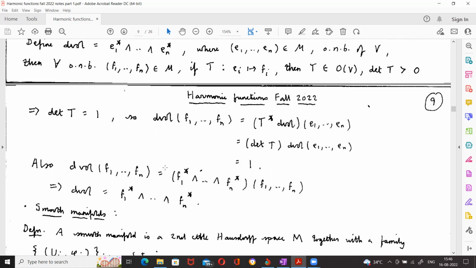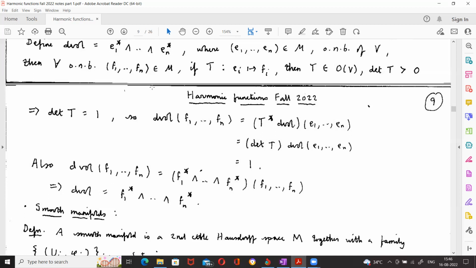But this means that my left-hand side d-vol and my right-hand side F1 star wedge Fn star are both n forms which take the same value on the ordered basis F1 to Fn. Therefore, they have to be equal. If two n forms take the same value on an ordered basis, then they are equal, right? So therefore, d-vol has to equal F1 star wedge Fn star.